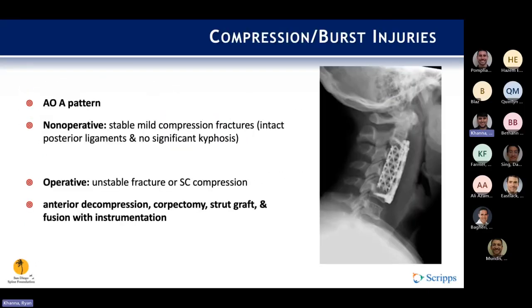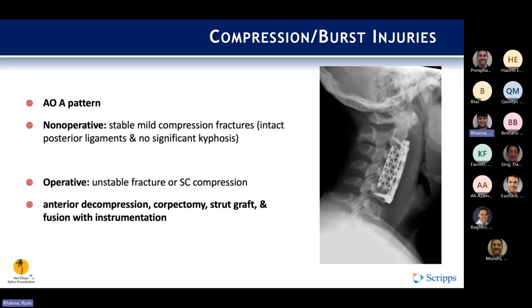Next, let's talk about some of the actual injury patterns and mechanisms in the AO classification. A lot of patients we see, especially at La Jolla Memorial, usually come in with some sort of compression burst injuries. They're usually non-operative if they're mild, if they have an intact posterior column, including the posterior ligaments, and no significant angulation or kyphosis. However, things that can lead you to take it to the OR would be if it's unstable based on one of those classifications, or there is ongoing spinal cord compression.